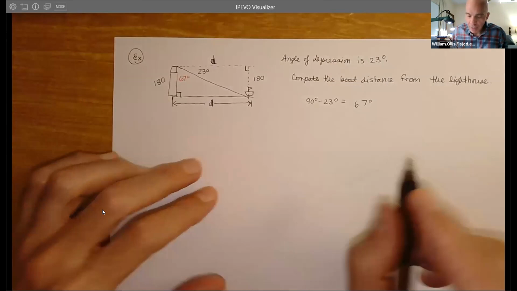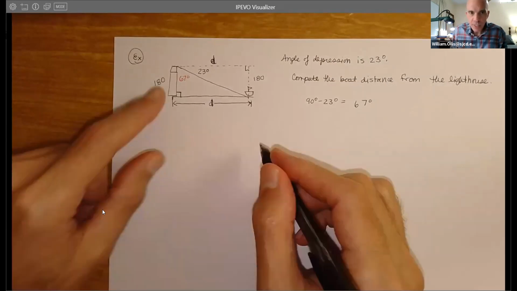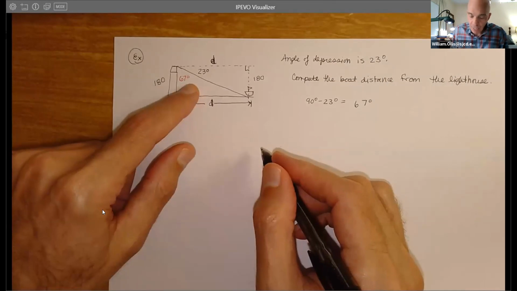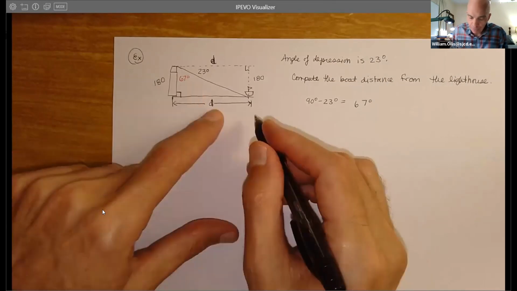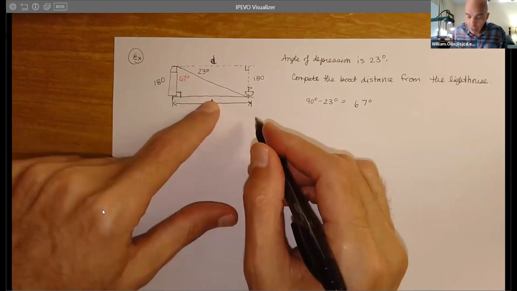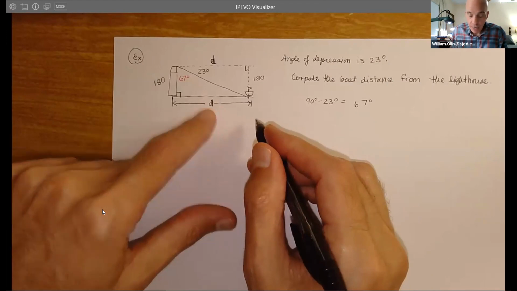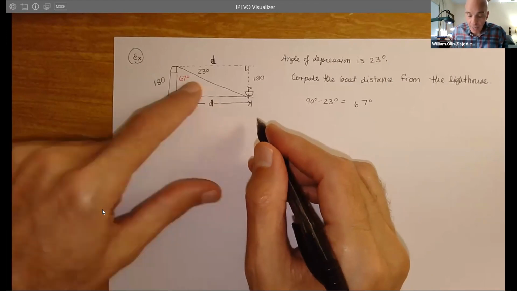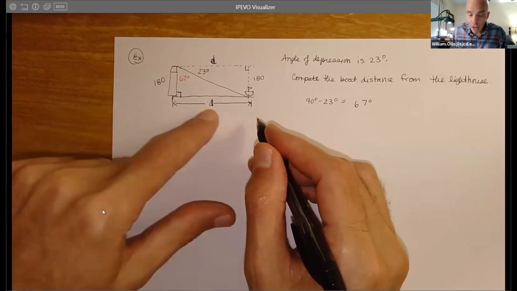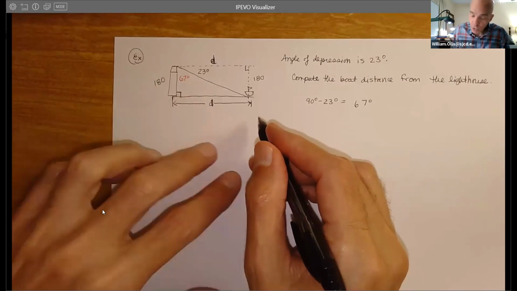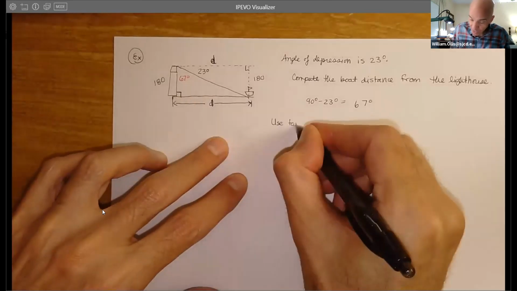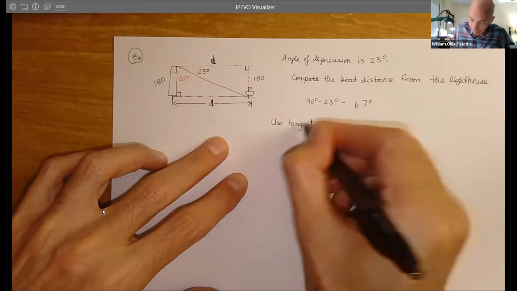So now we can look at this and say, well, let's just use the one since we bothered to compute the 67 degrees here. And so we think, okay, here's our right angle, and the D is opposite the angle 67 degrees, and the 180 is the side that's adjacent. So we're thinking opposite over adjacent, so we can use tangent. That's easy.